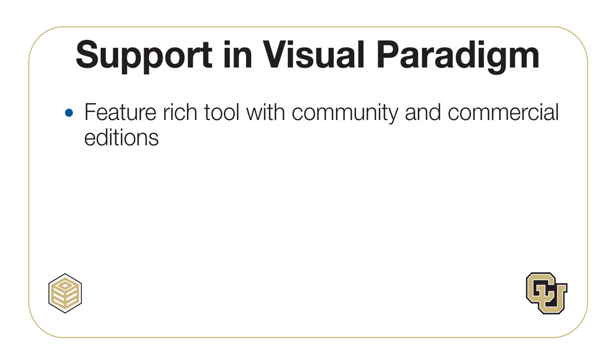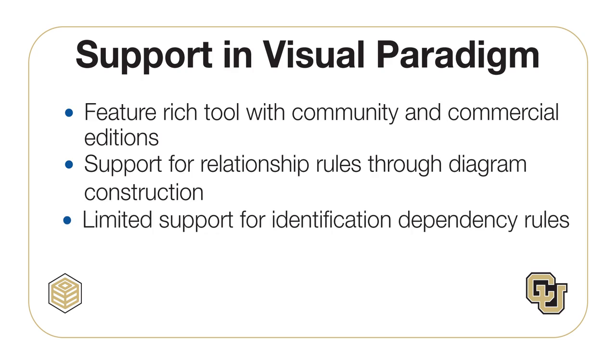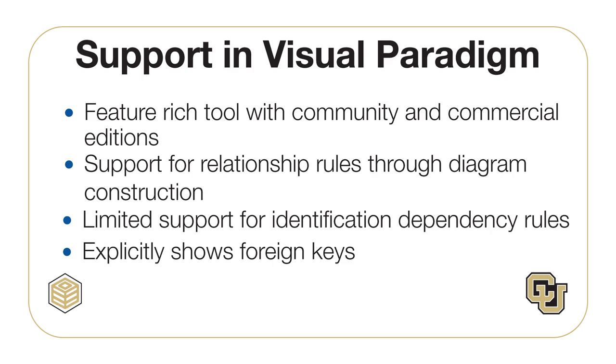The Community Edition of Visual Paradigm provides only limited support for diagram rules. Visual Paradigm supports basic rules involving connections of entity types and relationships through diagram construction. You can only connect 2 entity types via a relationship. Visual Paradigm provides limited support for identification dependency. It provides identifying relationships that contribute to the primary key of child entity types. However, it does not support the cardinality rule constraining minimum and maximum cardinalities. Since Visual Paradigm shows foreign keys in an ERD, it does not support the redundant foreign key rule.